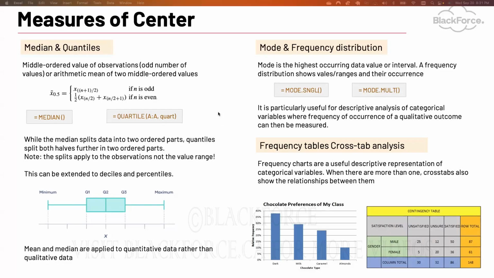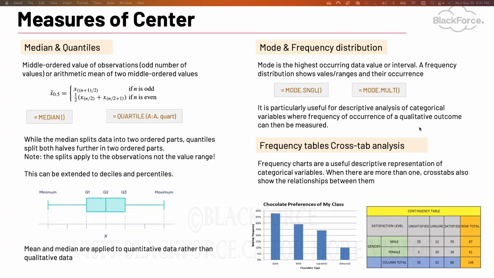So that's it. Yes, the data must be ordered to find the median. Yeah, that's a good point. So ordered data: minimum to maximum or maximum to minimum. The order doesn't matter, but it has to be ordered, whether it's big to small or small to big.